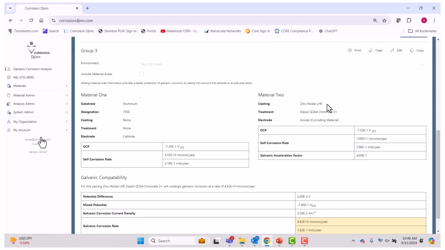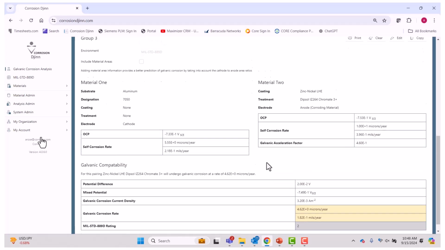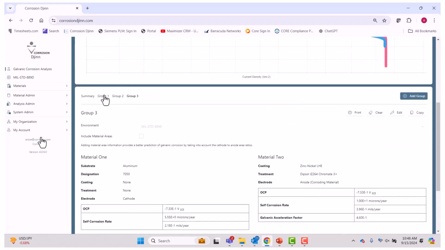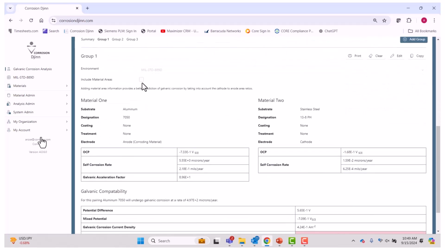Now you can see the aluminum is cathodic and the coating is anodic, so it's sacrificial. So the corrosion rate here, although it's low, it's the corrosion rate of the coating. You've got to remember that. So it gives you an indication of that consumption rate of the coating. But the key thing, of course, is that the aluminum is experiencing no corrosion.